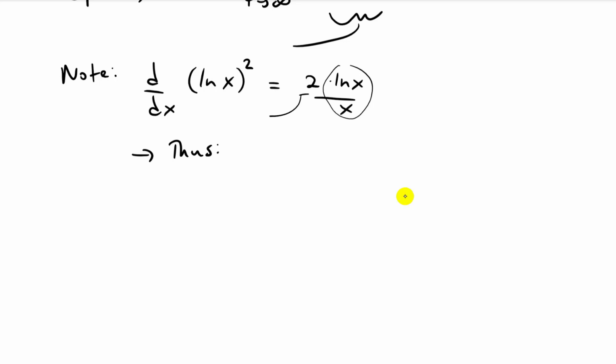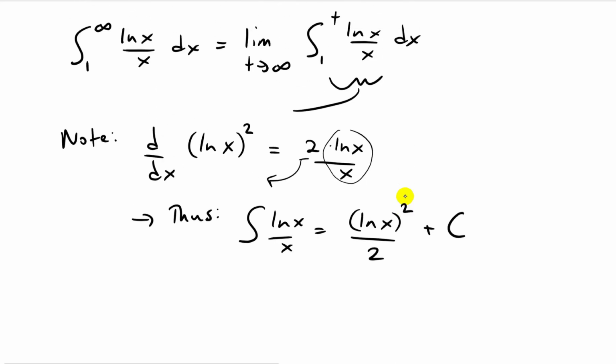Yeah, move this 2 over to the other side. So the antiderivative of ln x over x is going to be equal to ln x, and move the 2 below it, divided by 2, and this is squared. And for completeness, since it's just an indefinite integral, this is going to be plus C, a constant C. So we can ignore that for the definite integrals.